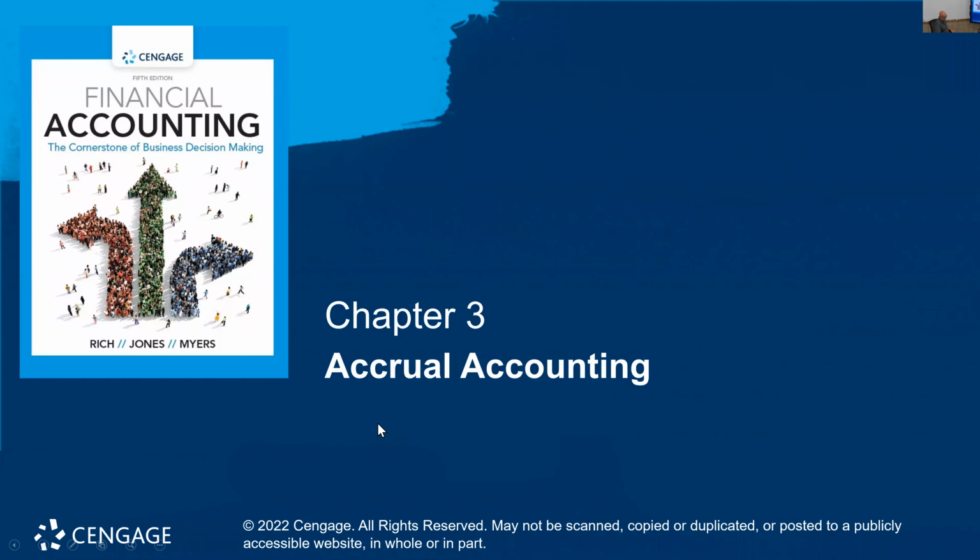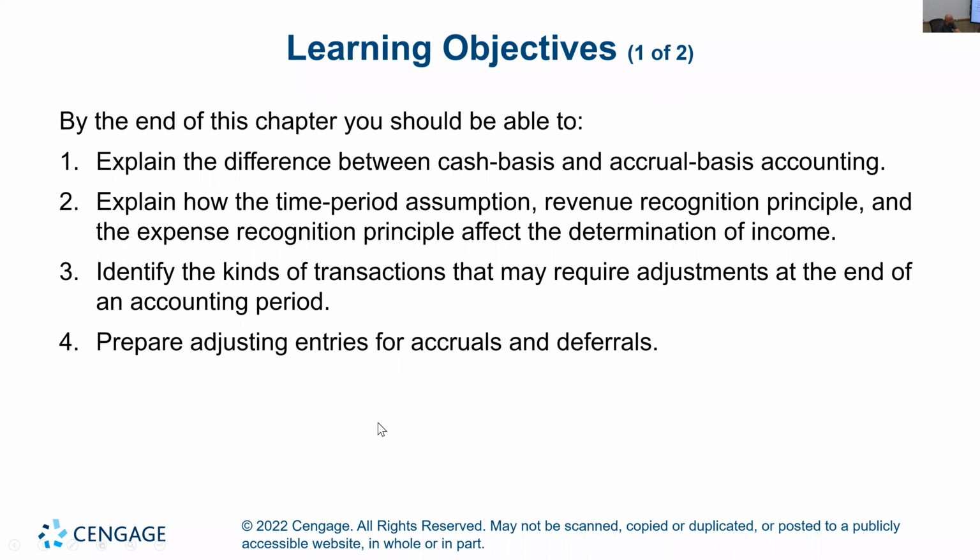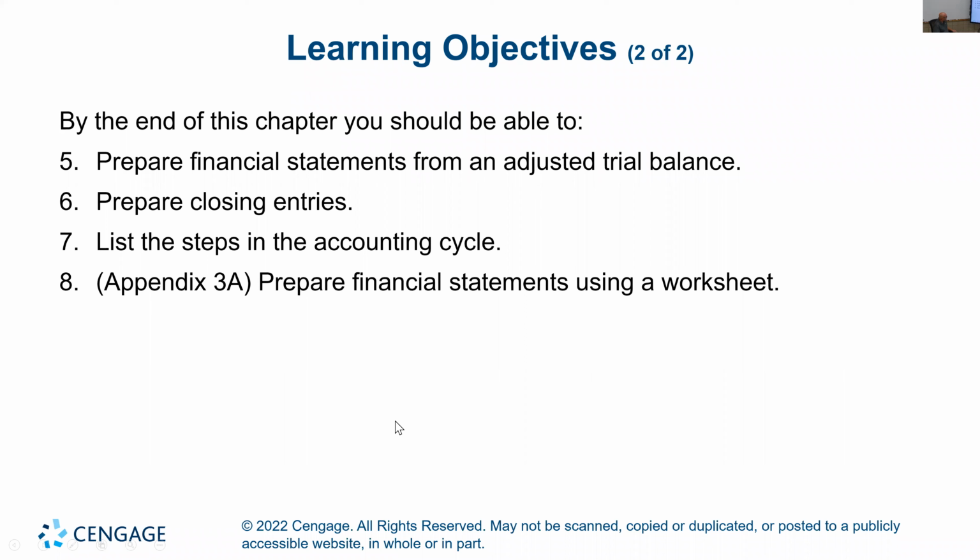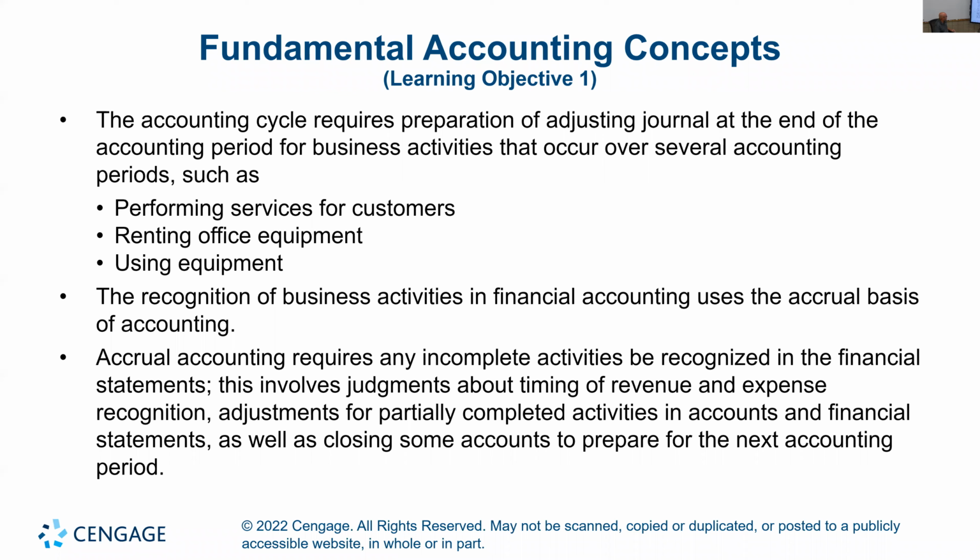So beginning of chapter 3, yes, we start talking about accrual accounting. So we're going to be able to explain the difference between cash basis and accrual accounting. We're going to use some of those assumptions and those principles that we learned in chapter 2. Now we're going to actually start applying them. And then be able to get that adjusted trial balance, prepare some closing entries and trial balance so you're able to make your financial statements.